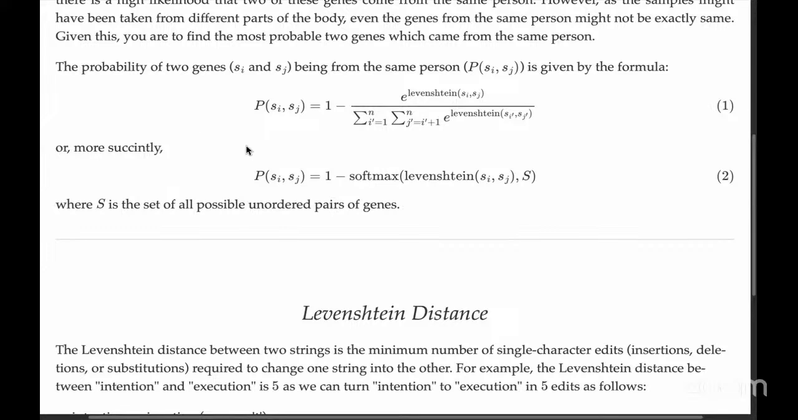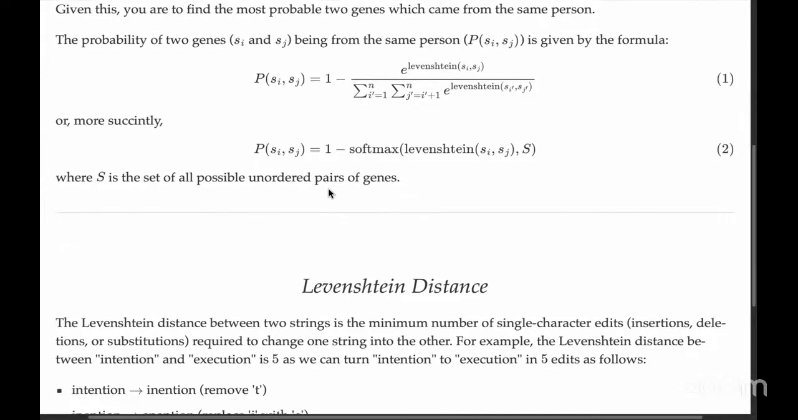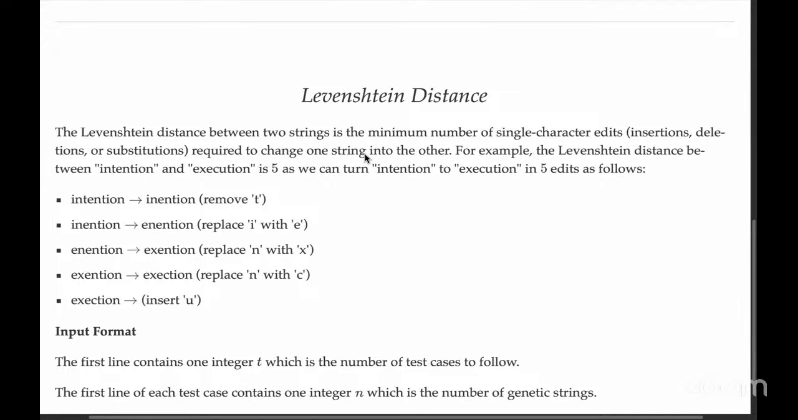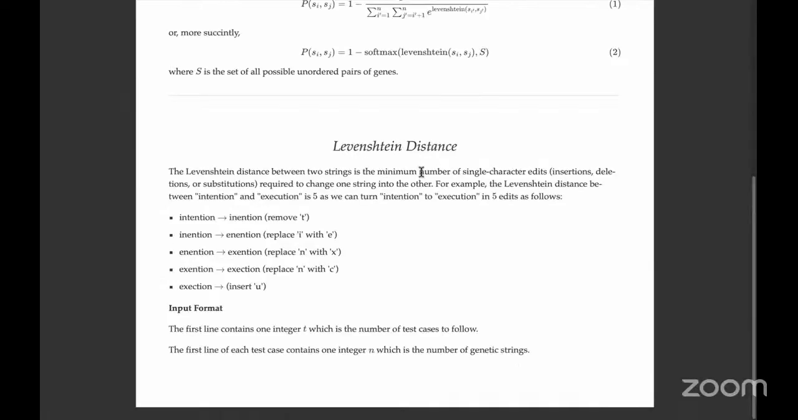And this can also be written more succinctly as the softmax, right? So 1 minus the softmax of the Levenshtein of Si and Sj for all the strings, which is the set S, where S is the set of all the possible unordered pairs of the genes. So here is a very brief explanation of what the Levenshtein function actually is. The Levenshtein distance between 2 strings is the minimum number of single character edits, insertions, deletions, and substitutions required to change one string into the other.